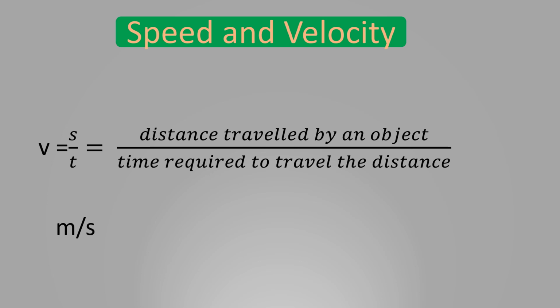Now in a straight line, the speed and velocity remain the same, because in a straight line a car or an object cannot change its direction, and that's why speed and velocity in a straight line remain the same. Always remember, the speedometer in our car measures the speed, not the velocity, because a speedometer can't measure the direction of a car. That's why a speedometer measures the speed.